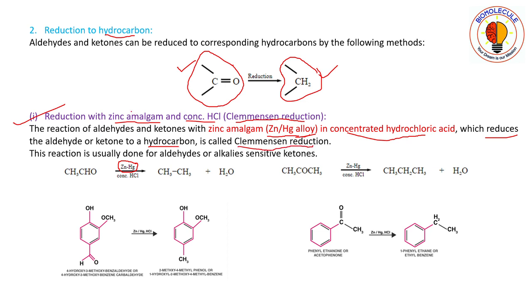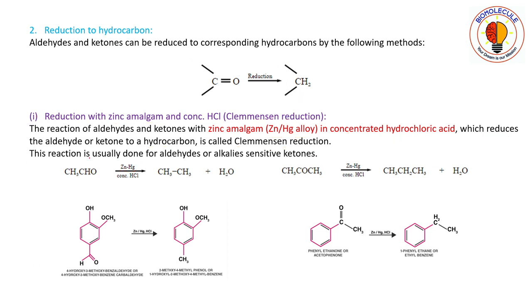That is, utilizing zinc amalgam and concentrated HCl, we reduce aldehydes or ketones to hydrocarbons. This reaction is usually done for aldehydes or alkali sensitive ketones. So this reaction is usually done for aldehydes, not for ketones that much. So mainly it is for aldehydes. Ketones can also be reduced, but mainly it is for aldehydes.